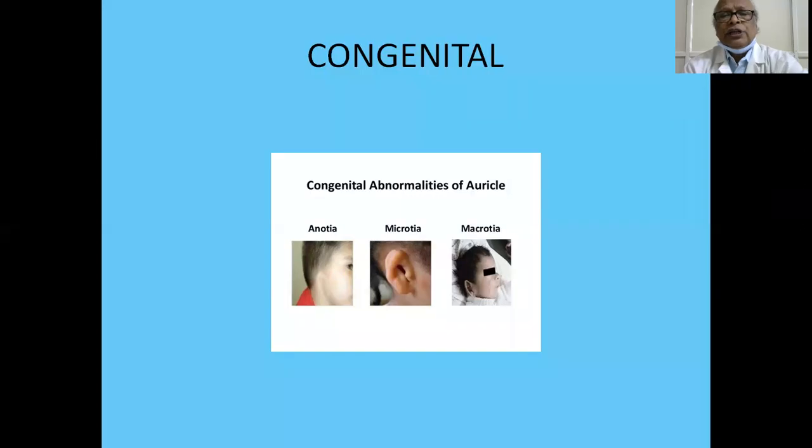Anotia, generally it is said, as is your external ear, so is your inner ear. You have to make a thorough search of inner ear abnormalities, if any, in these conditions by doing a CT scan. CT scan gives a very powerful message of what is the situation in the inner ear. You can get an MRI done or a CT scan done.